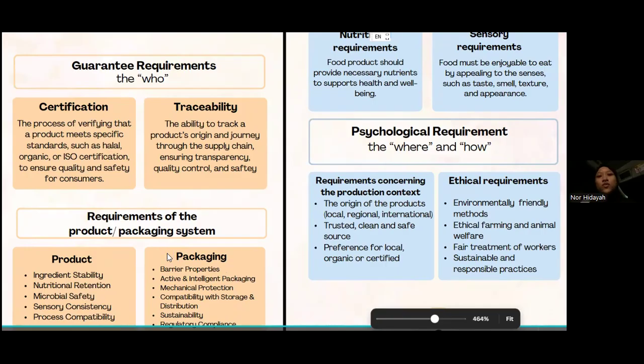So the next one is traceability, the ability to track a product's journey from its origin to the final consumer. This ensures transparency, safety, and quality control in the supply chain. It is important in industries like food, pharmaceutical, and fashion, where tracking helps prevent contamination and unethical sourcing.